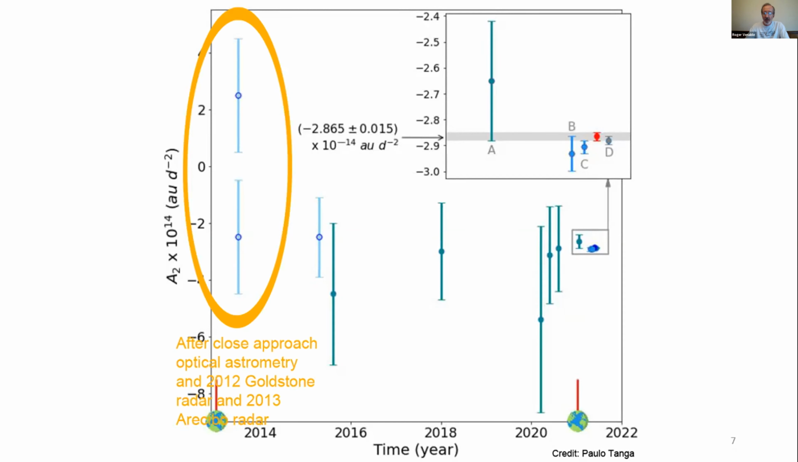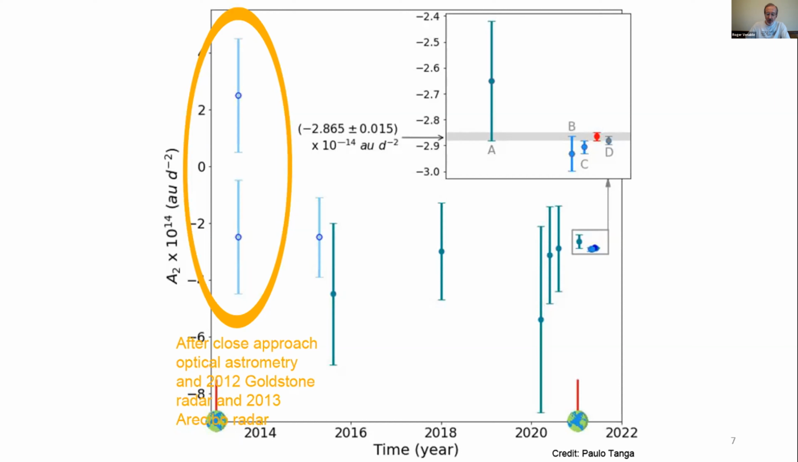The circled data show the large uncertainties, which do not overlap on two measurements and which disagree on whether the effect is positive versus negative. This was the state of this measure in 2013 after a close approach to Earth, and this included radar astrometry from both the Goldstone radar in late 2012 and the Arecibo radar in January of 2013.